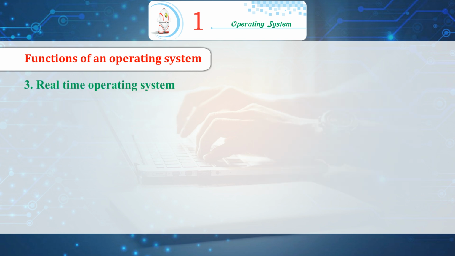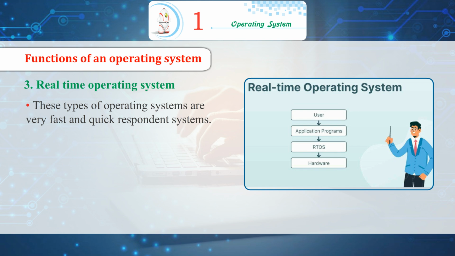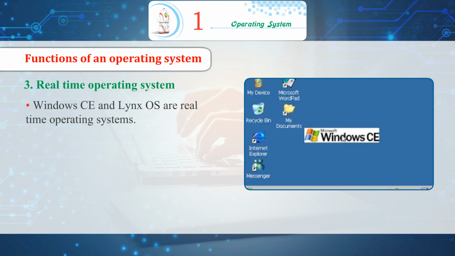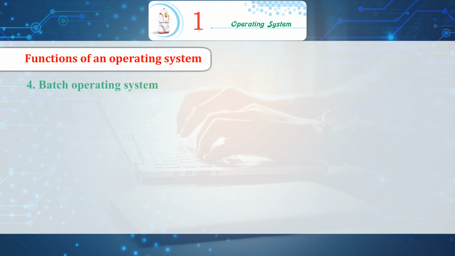3. Real-time operating system. The real-time operating system is used for real-time applications, meaning those applications where data processing should be done in a fixed amount of time. These types of operating systems are very fast and quick respondent systems. Medical imaging systems, industrial systems, home appliances are some applications of real-time operating system. Windows CE and Linux OS are real-time operating systems.